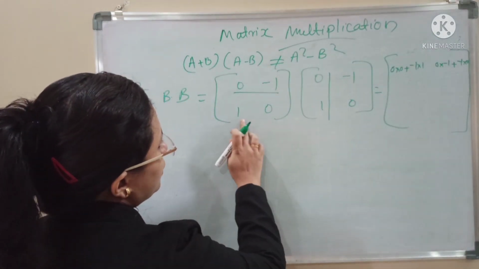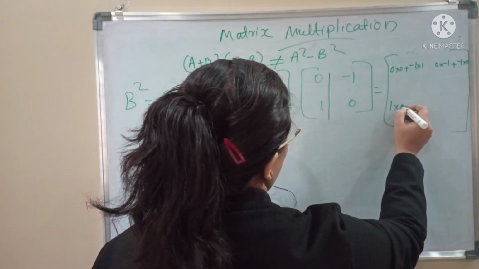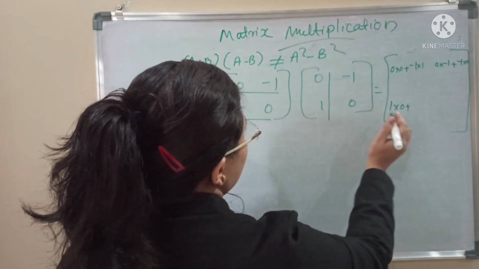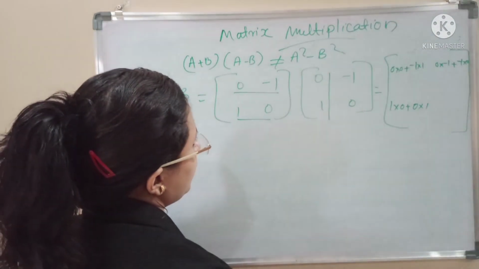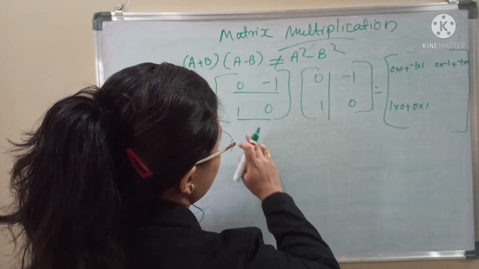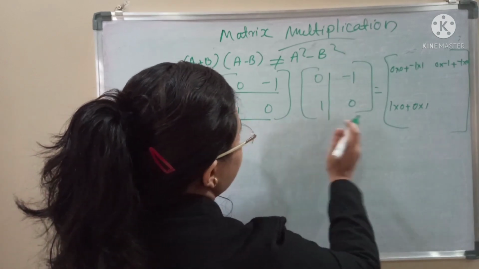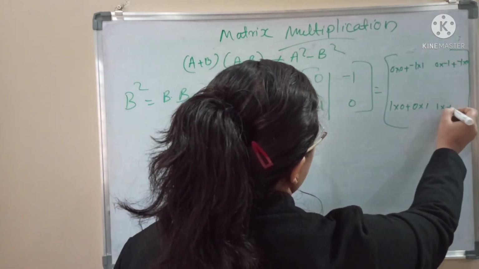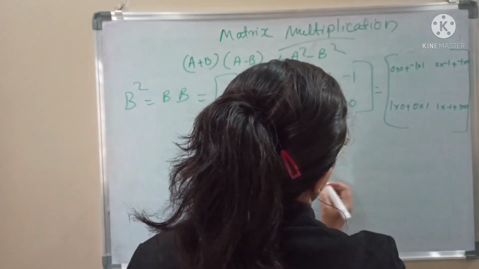Okay, now take the second row, first column. 1 into 0 plus 0 into 1. Similarly, second row, second column. 1 into minus 1 plus 0 into 0.